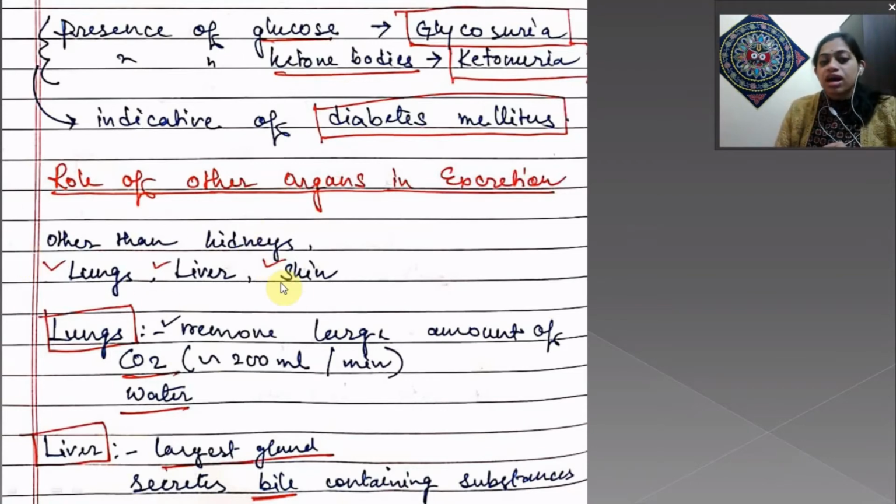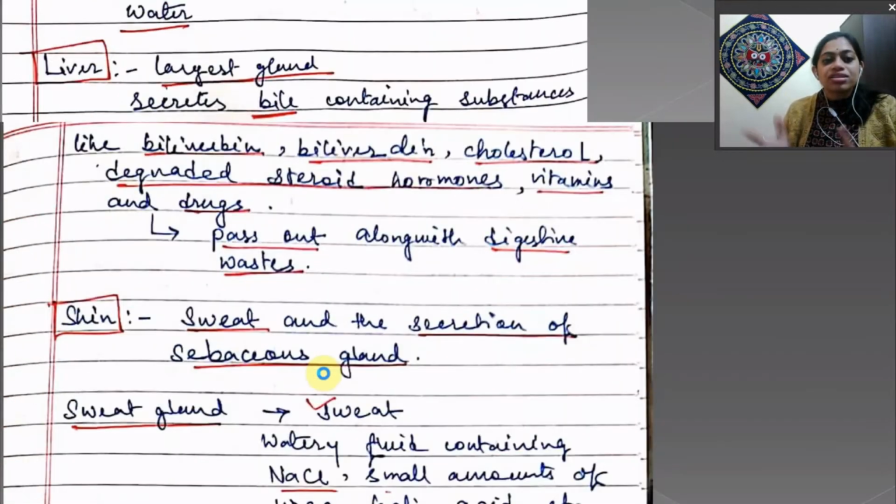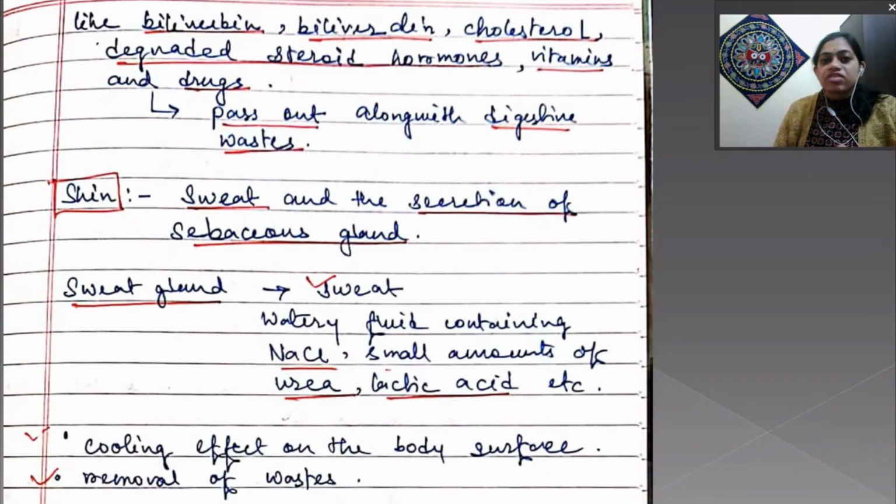Lungs remove a large amount of carbon dioxide, which is again an excretory product, almost 200 ml per minute, and they also excrete water. The liver is the largest gland and it secretes bile containing substances. These are bilirubin, biliverdin, cholesterol, degraded steroid hormones, vitamins and drugs, and they pass out along with digestive waste. So the liver plays another role in excretion.